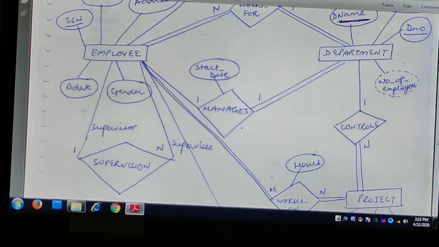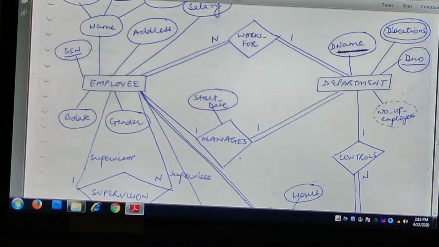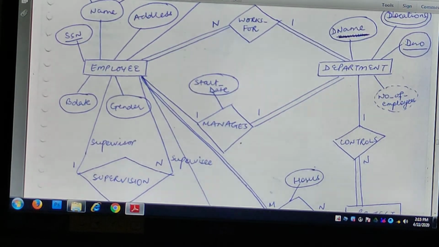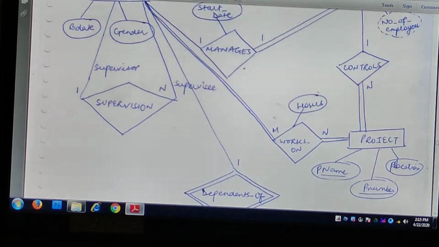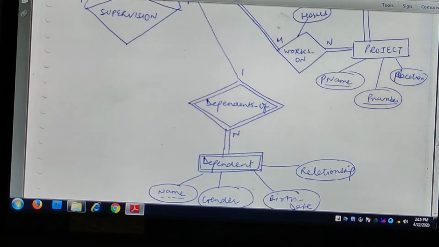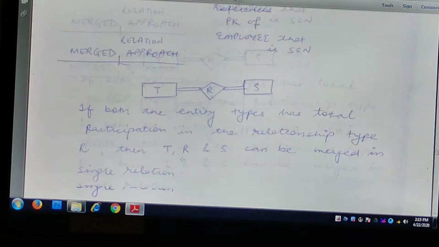So SSN will be the primary key from the employee point of view. For this particular relationship, SSN will be renamed as super SSN and will be included as foreign key in employee itself. So for the supervision, we have super SSN as the foreign key. DNO will be stored as foreign key in the employee table, and DNO will be stored as foreign key in the project table, right? And also we have seen that this SSN is stored here in the dependent table.